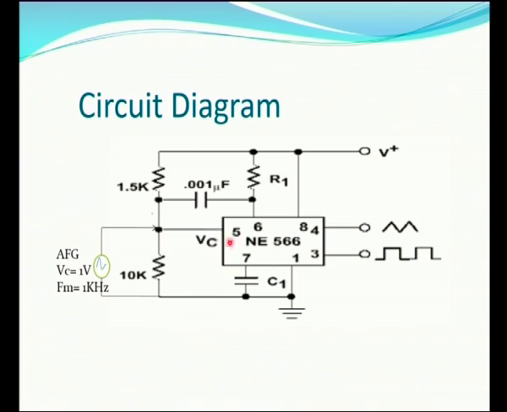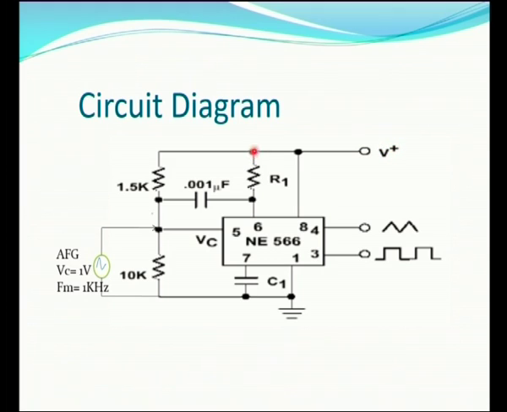You can place the IC over the breadboard. After placing the IC over the breadboard, pin number 1 is grounded. Between pin number 7 and ground we connect the capacitor C1. We take the output of the square wave at pin number 3 and the triangular wave at pin number 4. Pin number 8 is connected to VCC. Here it is written as V plus; this V plus and VCC are the same.